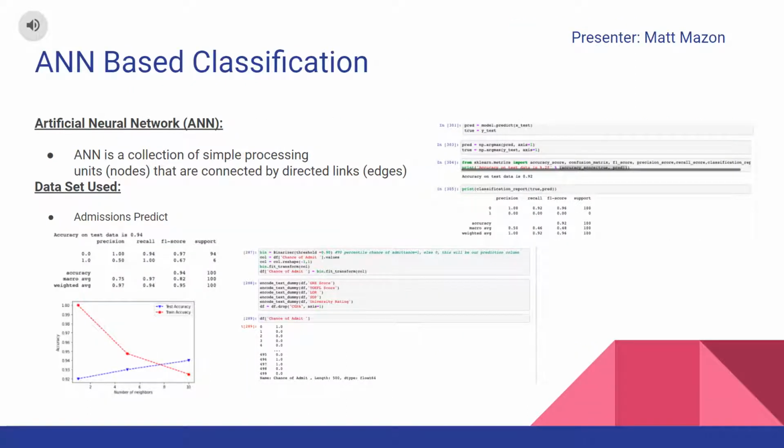All right, so now I'll be looking at the ANN-based classification. Here, we used the admissions prediction dataset, and we binarized the chance of admittance by itself, as we're going to use that to predict and set a threshold of 90% to dictate 1, else it'll be set as 0.